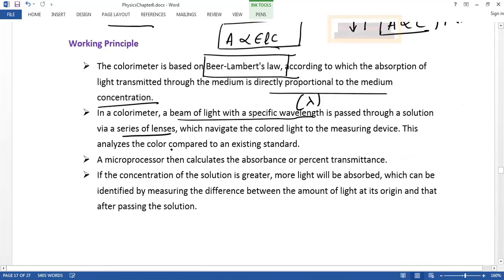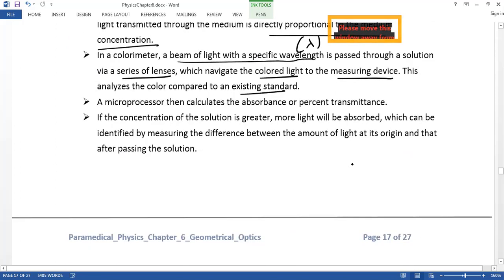A series of lenses navigate the colored light to the measuring device. This analyzes the color compared to the existing standard. Next, the microprocessor, which will be there in the setup, then calculates the absorbance or percentage of transmittance.